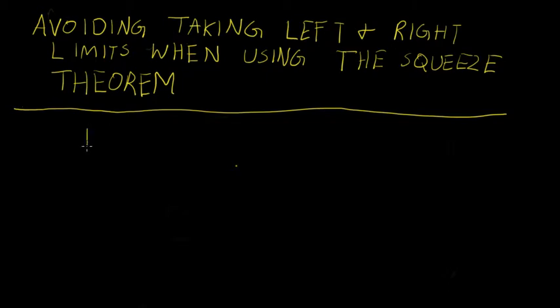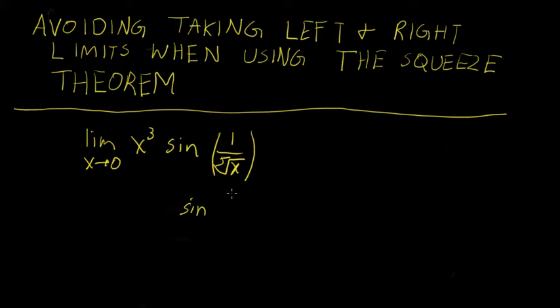In the previous video, we looked at this limit here, the limit as x approaches 0 of x cubed times the sine of 1 over the fifth root of x. And we noted that sine of anything, and in this case we have 1 over the fifth root of x, ranges between -1 and 1.